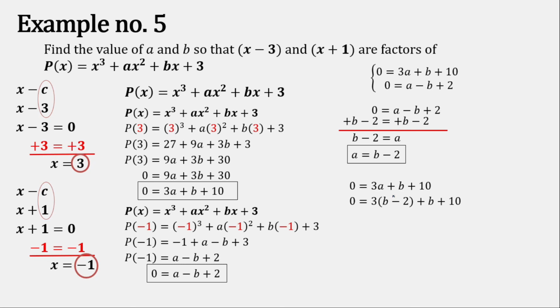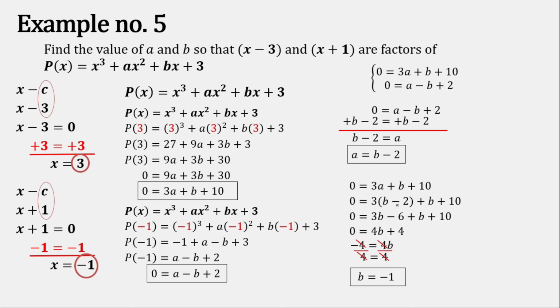Now let's multiply 3 to b minus 2. So 3 multiplied by b is 3b, and 3 multiplied by negative 2 is negative 6. Now let's combine like terms. 3b combined with b is equal to 4b, and negative 6 plus 10 is positive 4. Now let's transpose the 4 to the other side, and we have negative 4 is equal to 4b. Now let's divide both sides by 4, and we can see that our b is equal to negative 1.